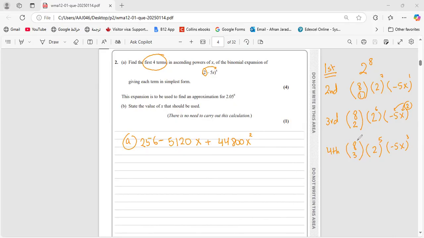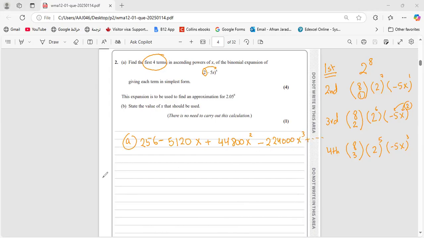And the fourth term is 8 choose 3, multiplied by 2 to the power of 5, multiplied by negative 5 to the power of 3, okay? And x to the power of 3. Also, it will be minus 224,000 x to the power of 3, okay?